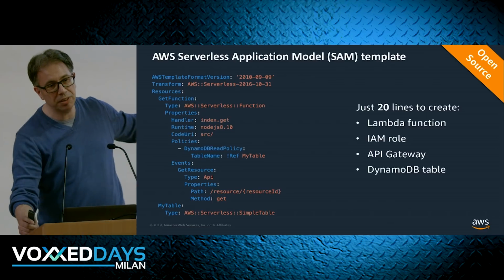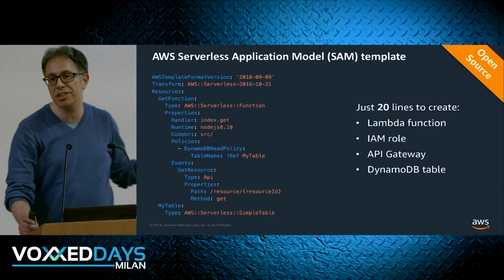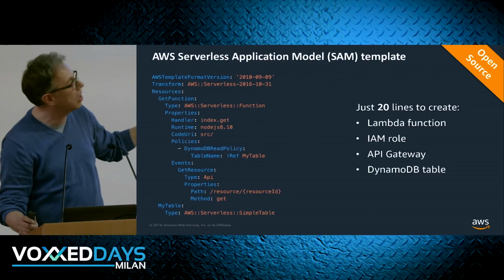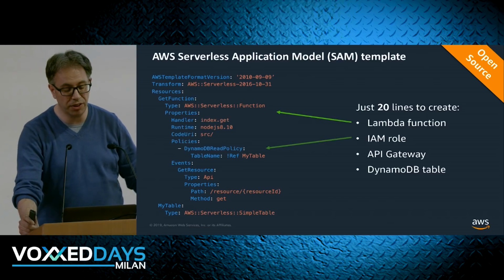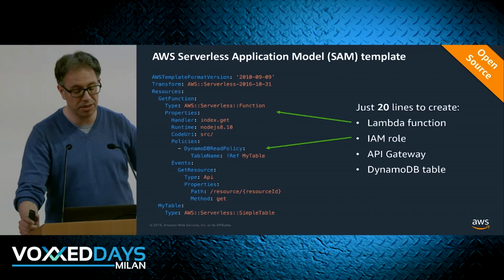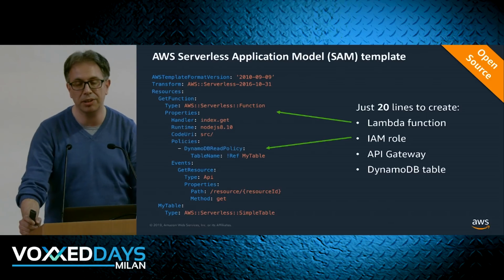This is an example of a template that creates a function that works as an API. In these 20 lines of code, I'm saying, okay, this is a serverless function. This serverless function is using these permissions. In this case, the permission gives read access to a database table.